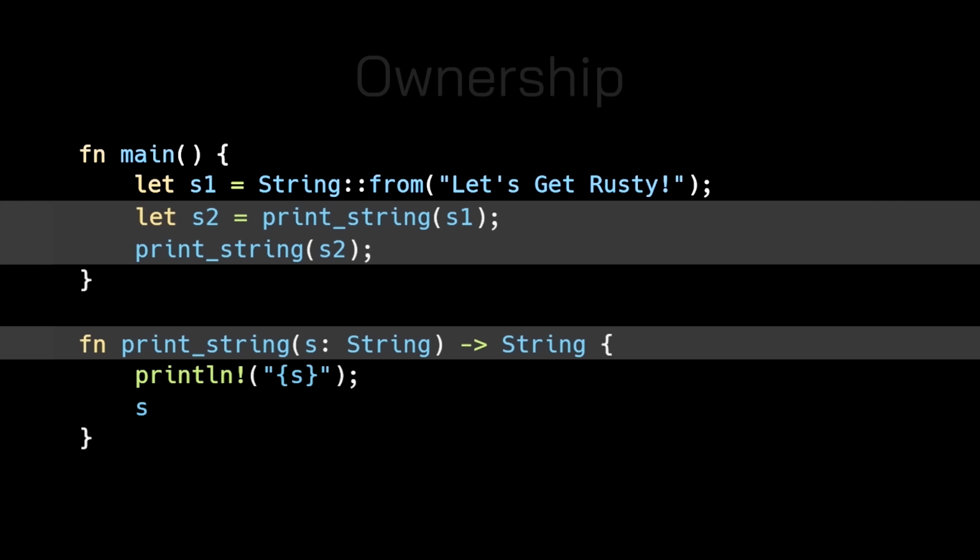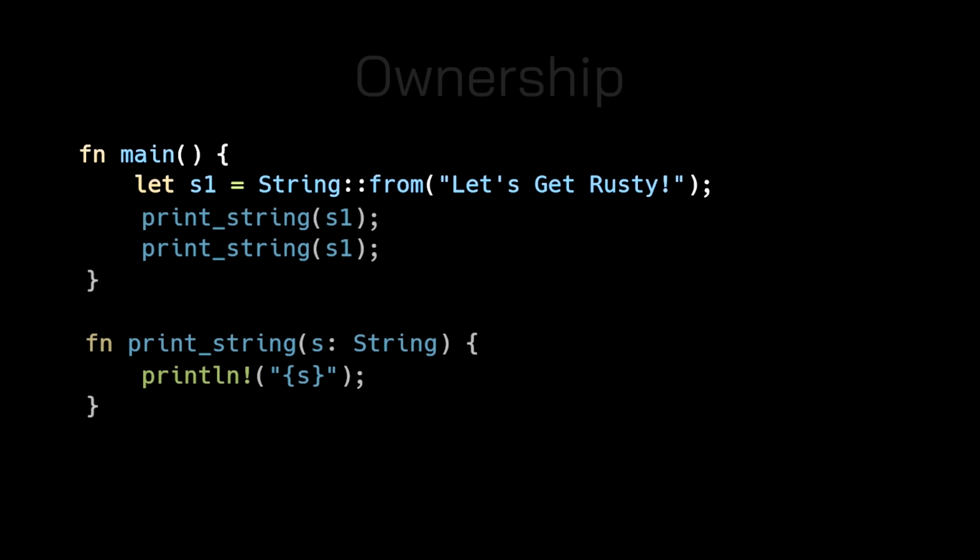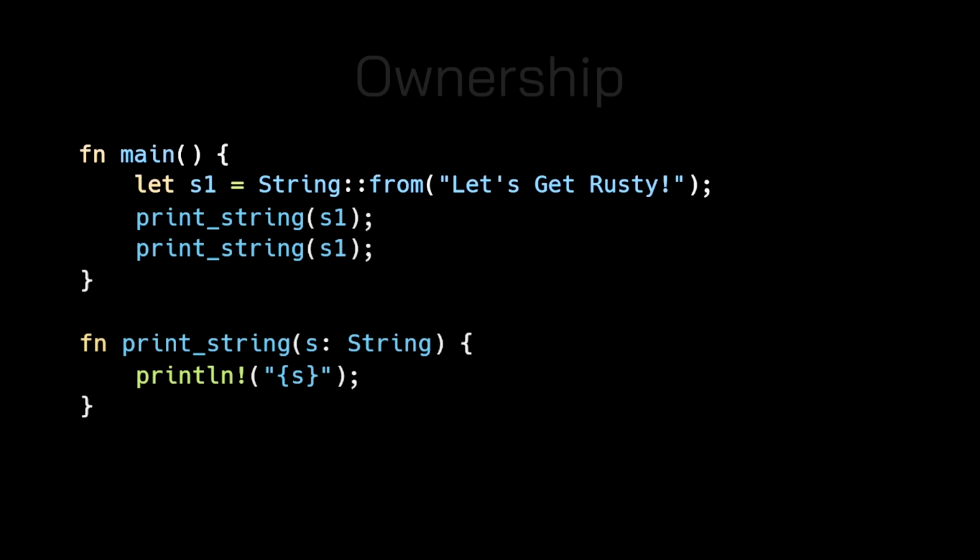What we really want is a way to access data without transferring its ownership, and this can be done by using references. Instead of the printString function taking a string as an argument, we'll change it to take a reference to a string, and update the printString call sites to pass in a reference instead of an owned value. And our code is now compiling.